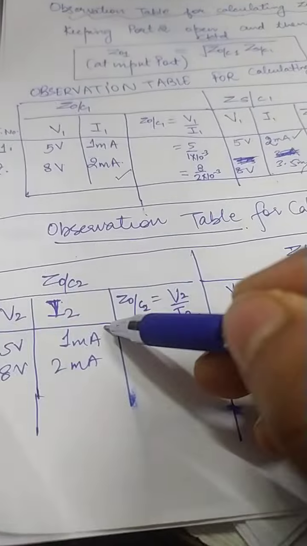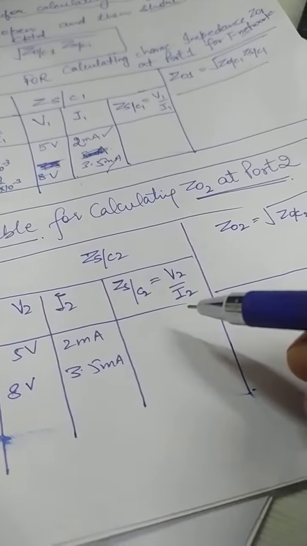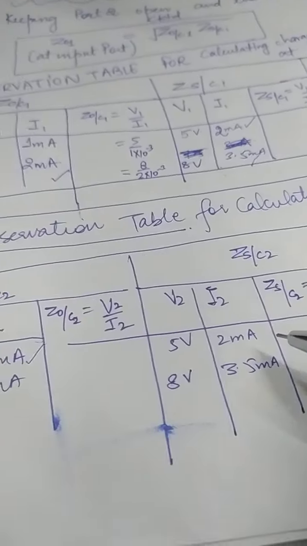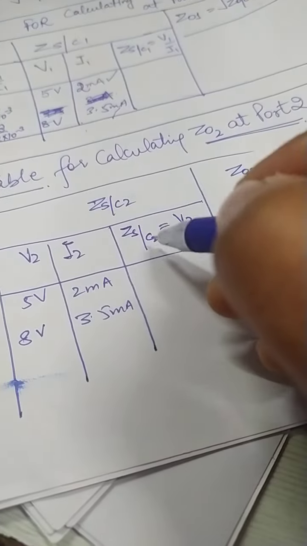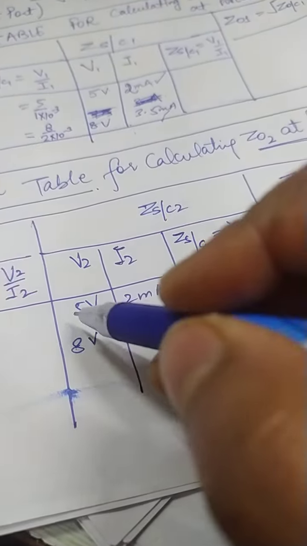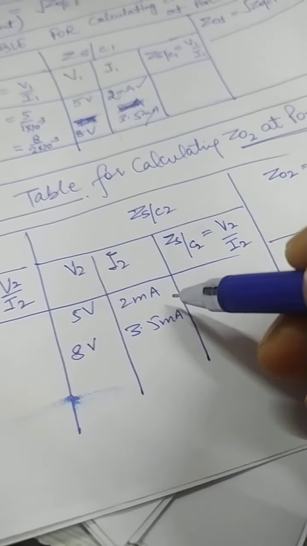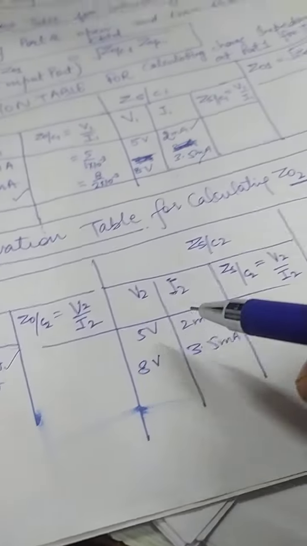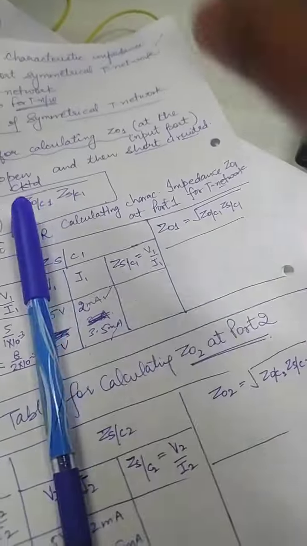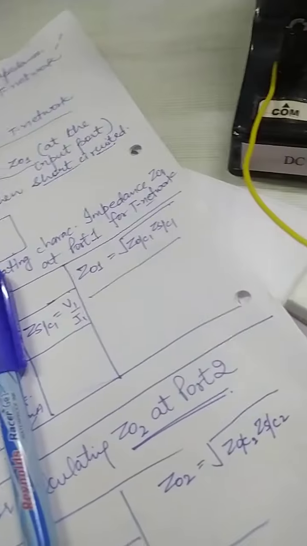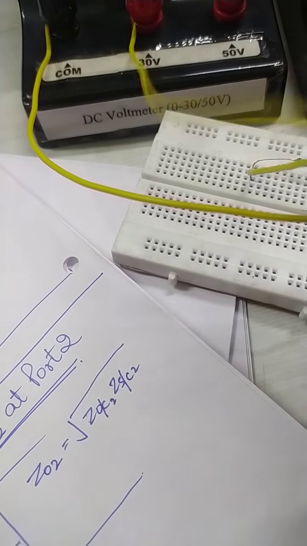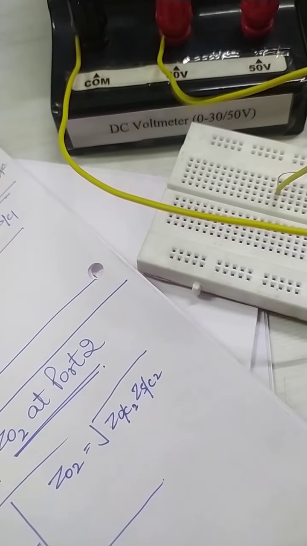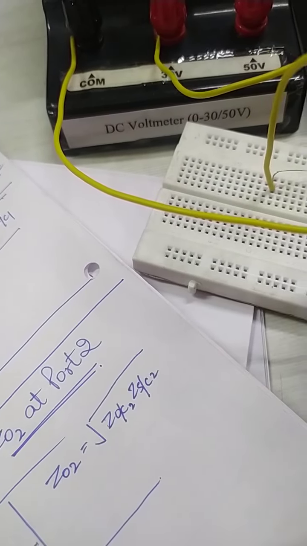So these are the readings that we have already taken, and similarly whenever we calculate the short circuited impedance, the values calculated will also be 5 volt but with 2 milliampere. Let us see. I'm just going to short circuit over here. This is my port 1 and I'm short circuiting.